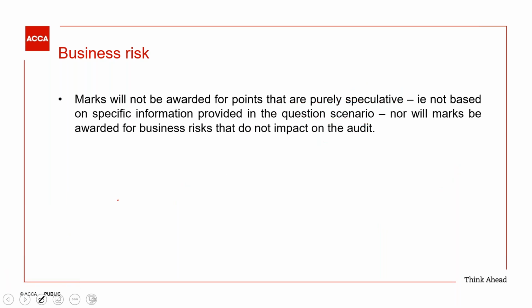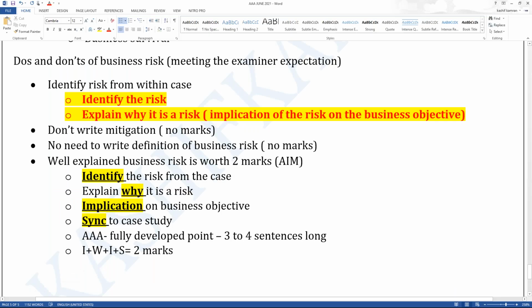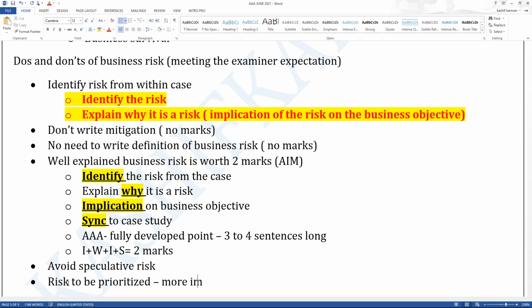The next, I'll be illustrating that, right? Don't be worried about it. So let me start the exercise and I'll be more clear on speculations. The last criticism of the examiner is to avoid speculative risk, and then the examiner wants risk to be prioritized. It means the examiner wants you to write the more important risk, because you're a manager in the paper, right? So you need to write the more important risk in the answer. Let me demonstrate that.